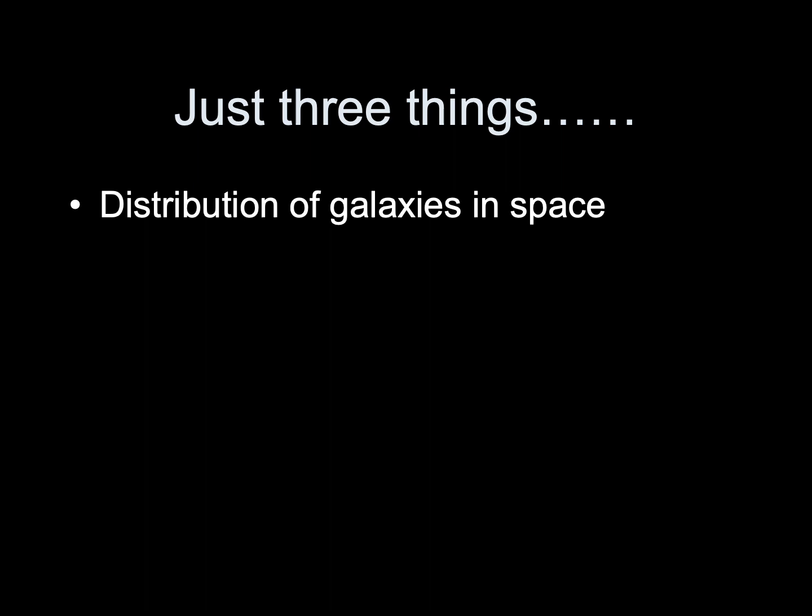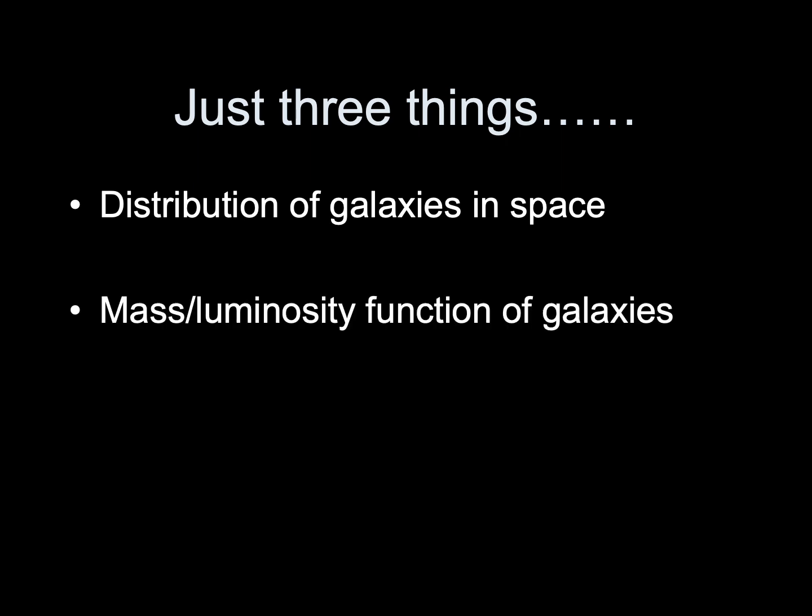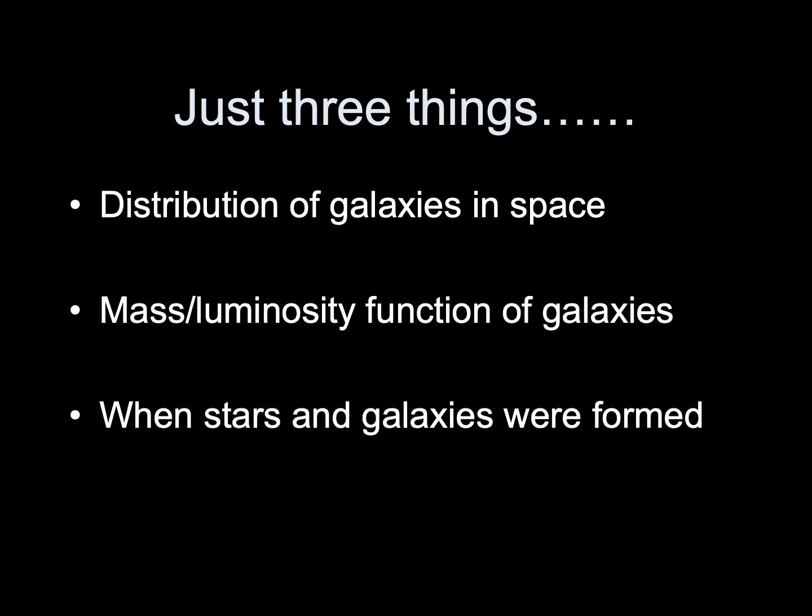So if I can compare the distribution of galaxies in space, I can compare those to the models and ask myself whether I've done a good job or not. What is the mass or the luminosity function of galaxies? So we've seen the mass function of stars. Galaxies also have a mass function or a luminosity function that you can measure. And that tells you essentially where the massive galaxies are and where the low mass galaxies are. And then the final thing you need to know is when were they formed.